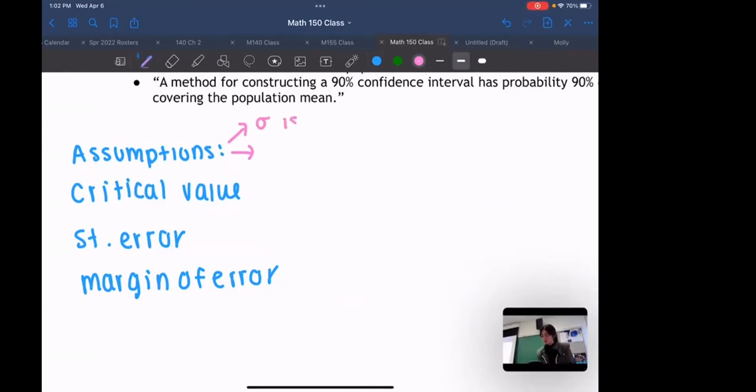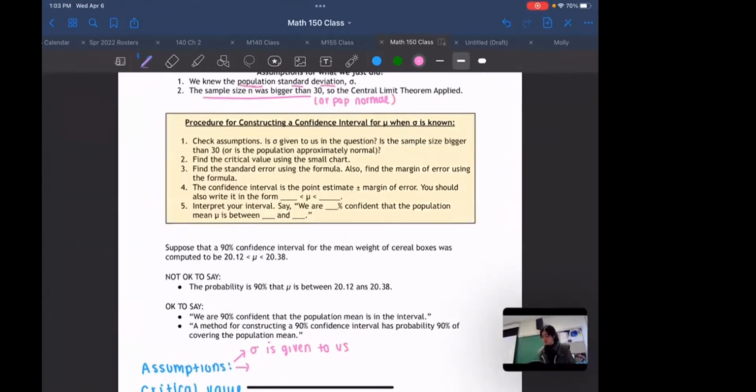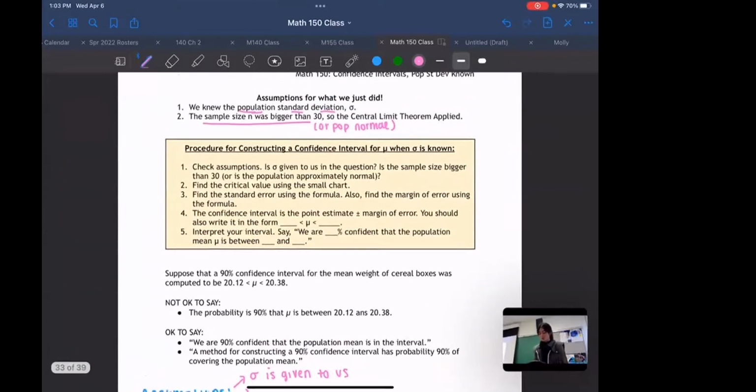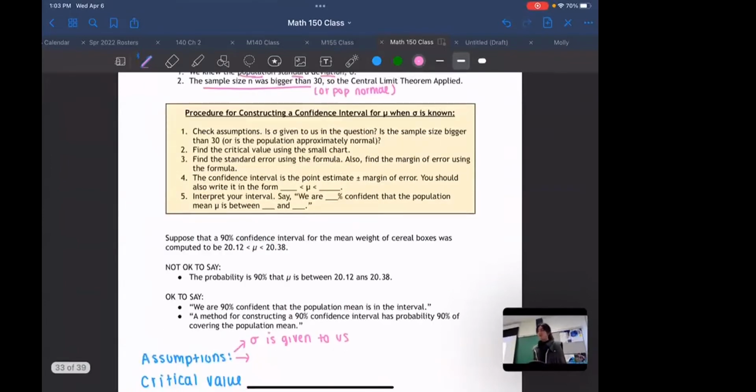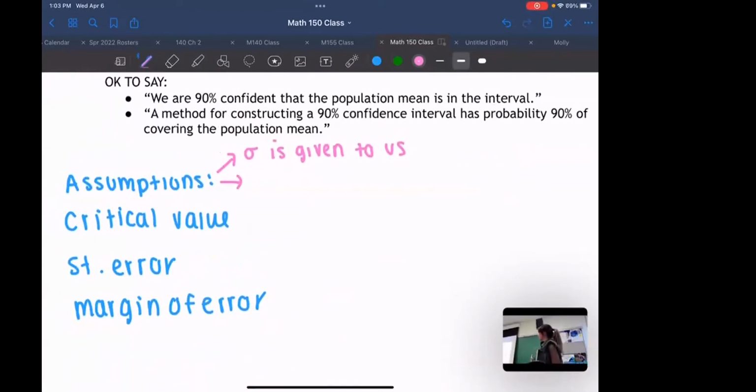Good, this is given to us, right? I'm just writing right below the procedure one. You don't have to write it down if you don't want to, but we're right here. All right. Can someone give me another assumption that we had to do?